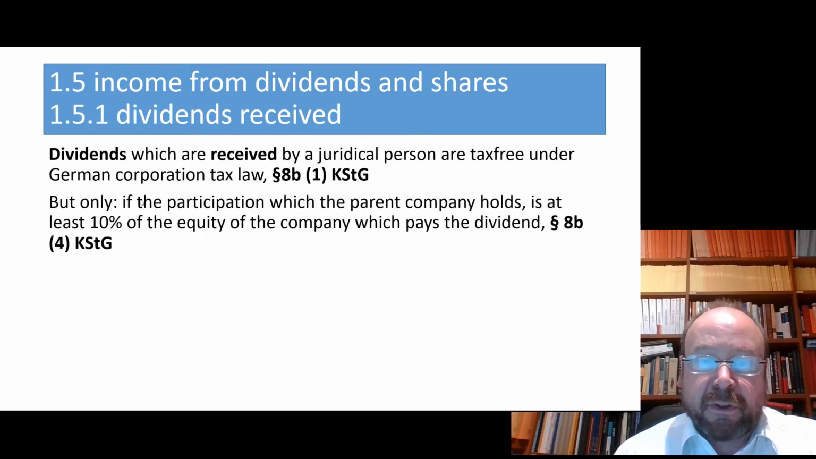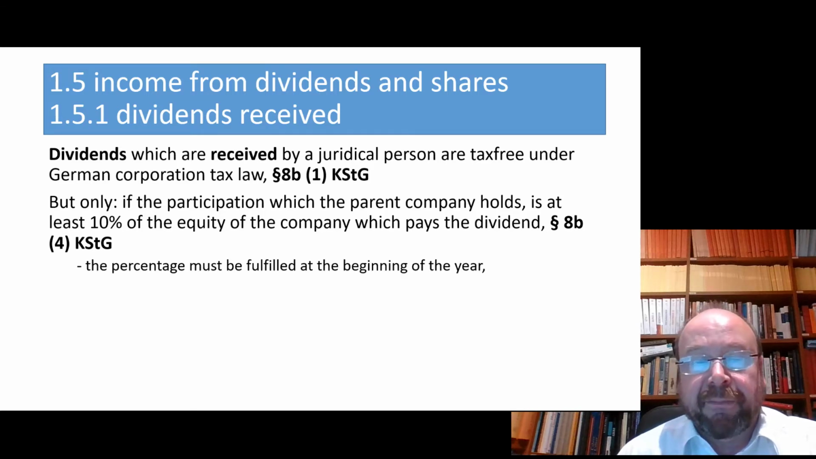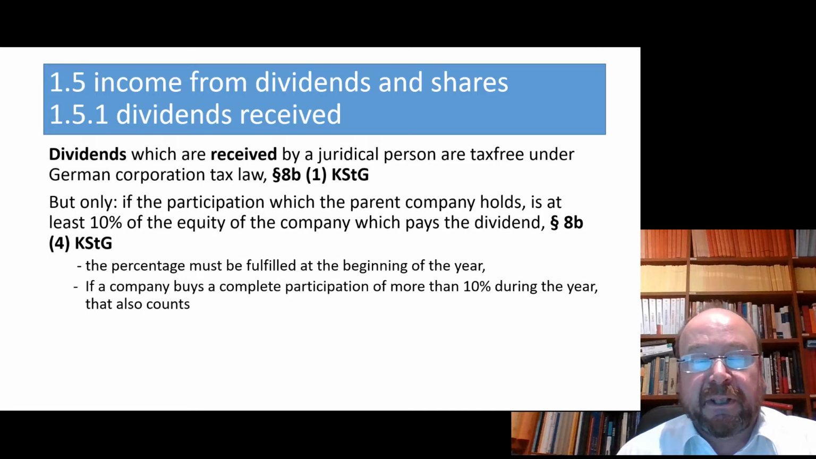And again, we can go on with that because here we have now a very hard restriction for that tax exemption. That tax exemption is only granted if the parent company holds at least a participation of 10% at the beginning of the year in that lower company. So the percentage must be given at the beginning of the year, or if you later buy a participation, it only qualifies from that point onwards. It's directly 10% or higher participation.